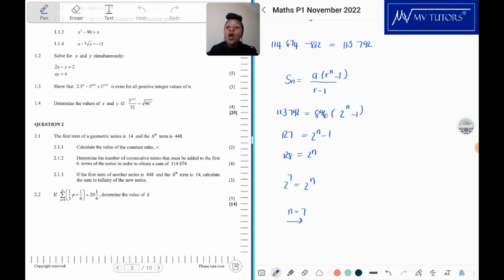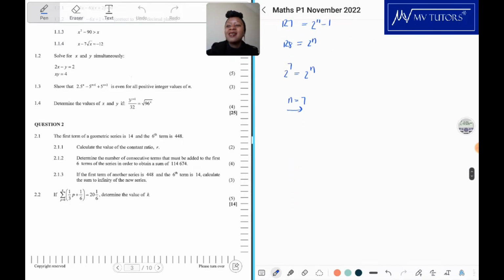All right, so those are the number of consecutive terms that must be added to the first 6 terms. Where in the sequence are these 7 consecutive numbers? We don't know. We were not asked the positions. We were just asked the number.